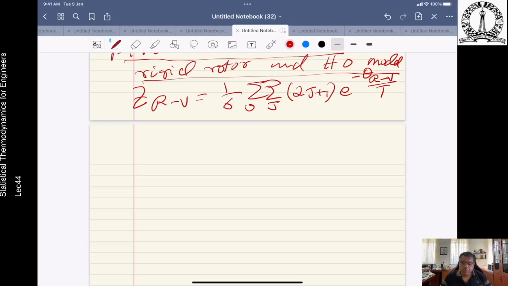So welcome to lecture number 44 of the statistical thermodynamics course. So we wrote what is called the partition function for the combined ro-vibrational model.